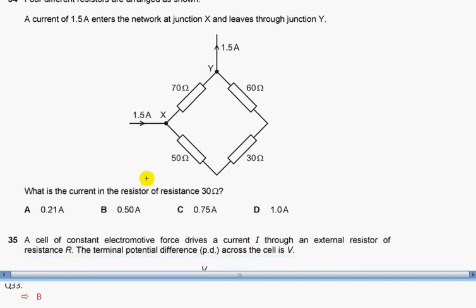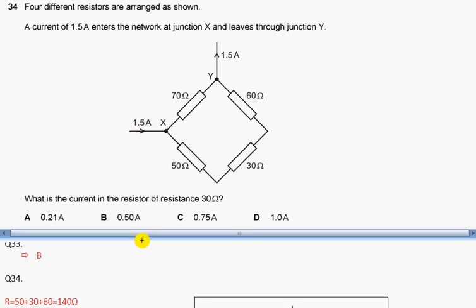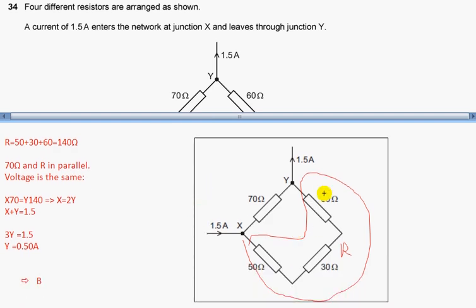34. Four different resistors are arranged as shown. A current 1.5 A enters the network and leaves through junction Y. What is the current in the 30 ohm resistor? So the current splits into two currents. One current goes through the 30 ohm, another current goes through this part. First of all, let's find the resistance of this part. Here we have 1, 2, 3 resistors connected in series, so we get 140 ohm.